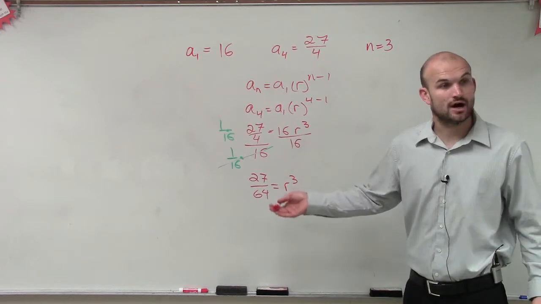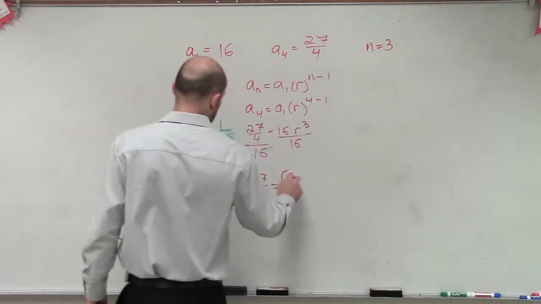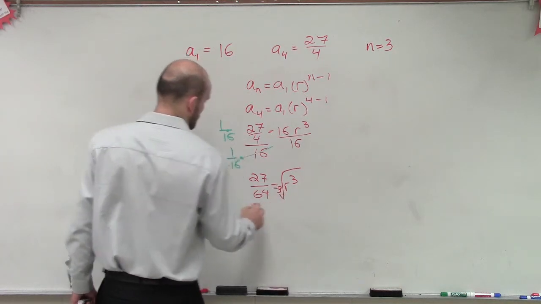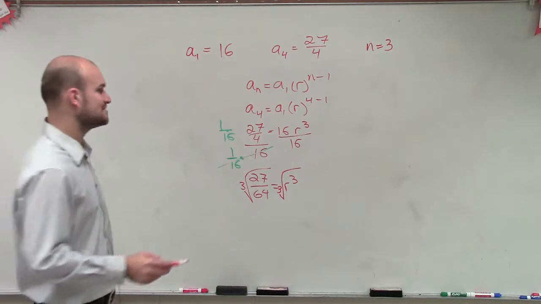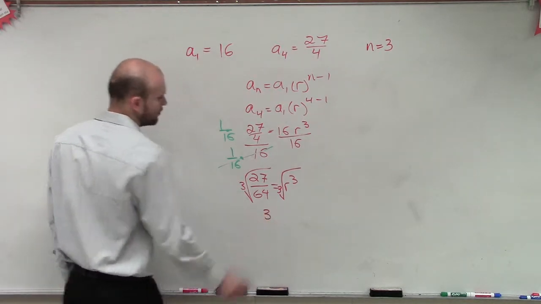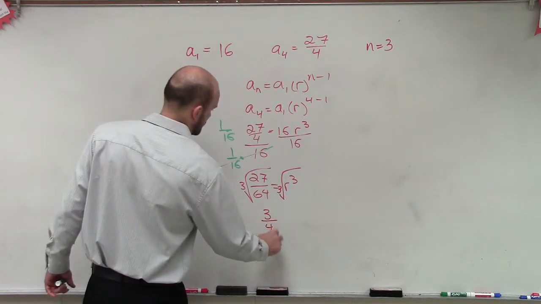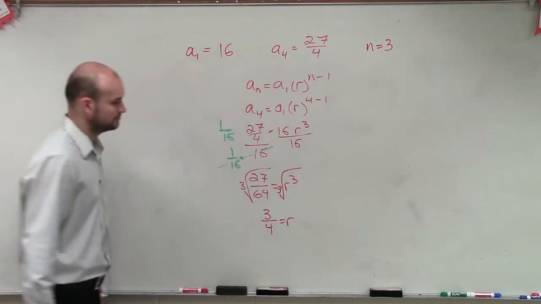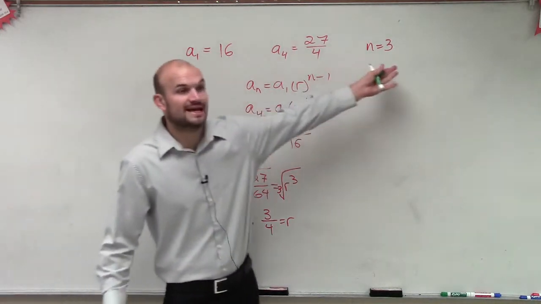Now, to find r, we need to take the cube root of both sides. So then we just need to say what number multiplied by itself 3 times gives us 27. What number multiplied by itself 3 times gives us 64. And now we know r, so now we can find the nth term.